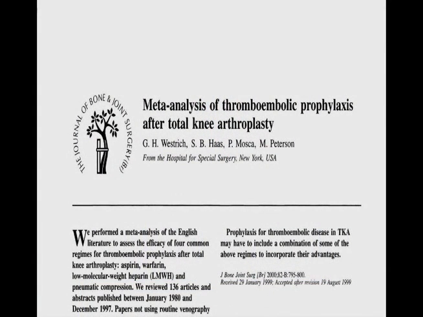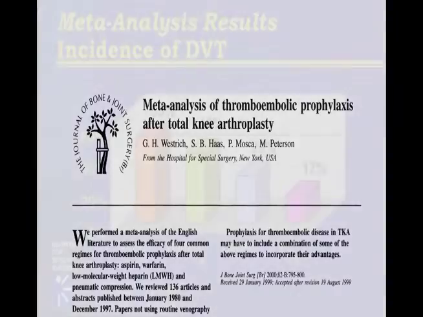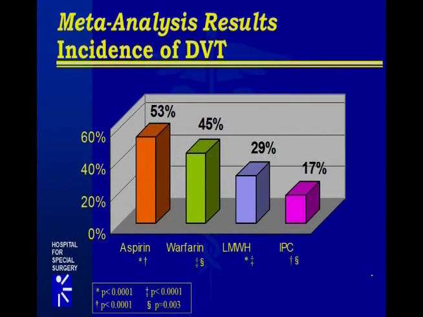If you look at a meta-analysis that I did that was published in the Journal of Bone and Joint Surgery back in 2000, we looked at all the different kinds of prophylaxis that could be used. And if you look in a meta-analysis and combine aspirin, warfarin, low molecular weight heparin, and pneumatic compression, and then assess the DVT rates, you can see that aspirin alone clearly has the highest rate of deep venous thrombosis, 53%.